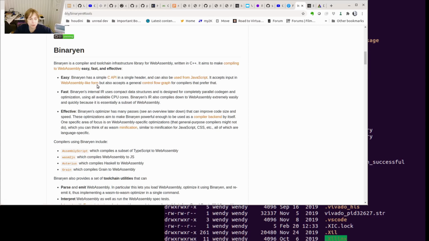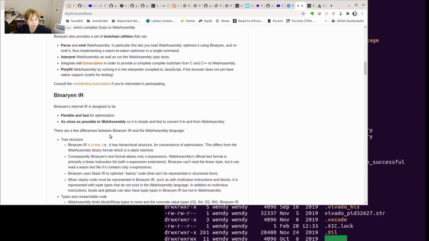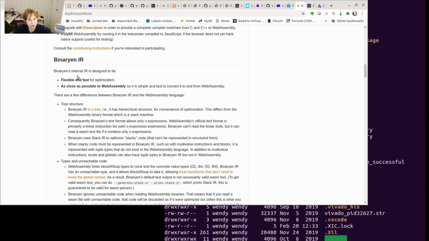It's a simple C API with a single header, used from JavaScript. It accepts input in WebAssembly-like form, but also accepts the control graph. It's fast, with an internal representation that uses compact data structures, is optimized, and comes with a number of tools. When I tried to compile it, they talk about the advantage of its internal, I think IR stands for internal representation, but it's supposed to be fast and as close as possible to WebAssembly, to convert it to WebAssembly.